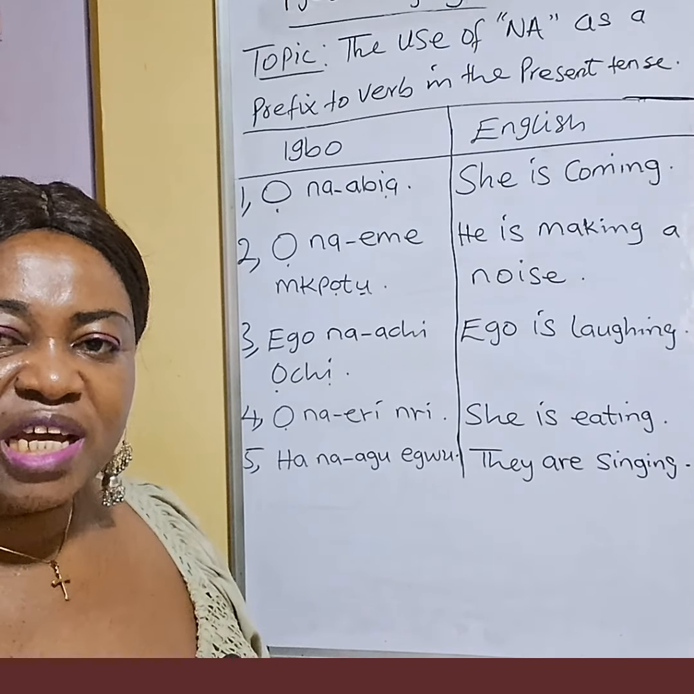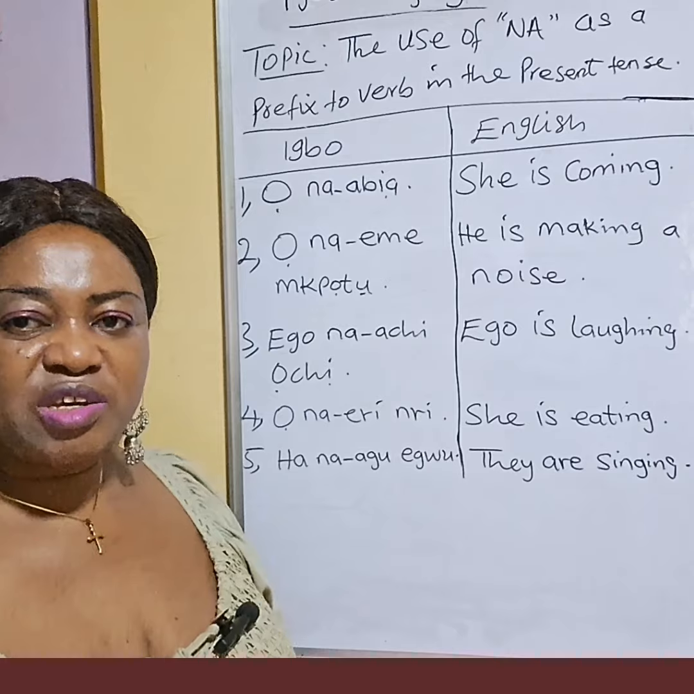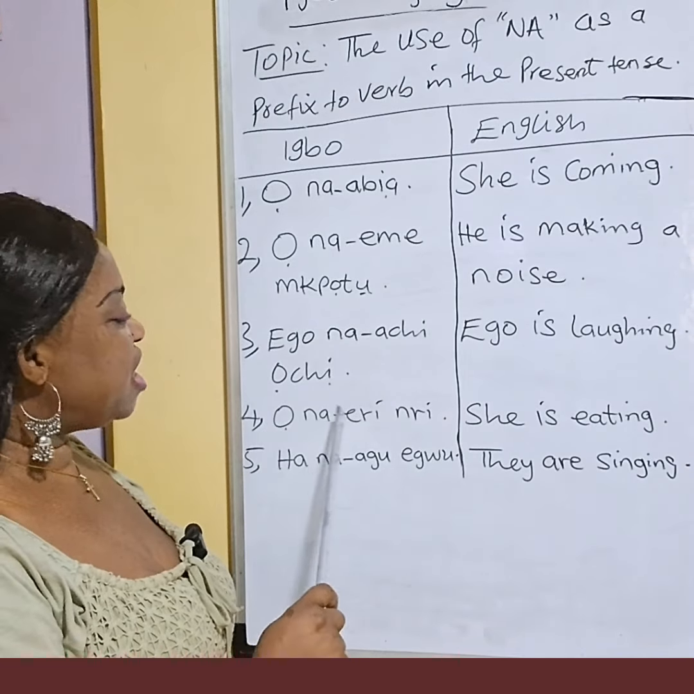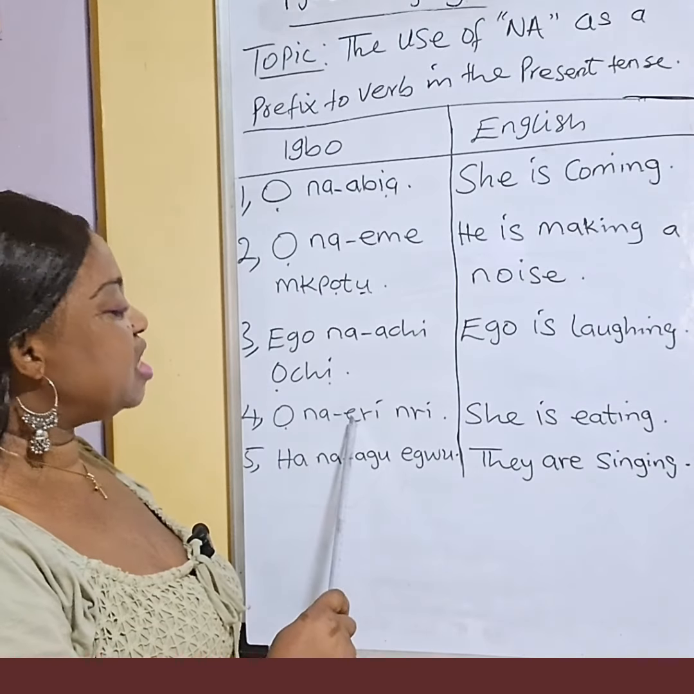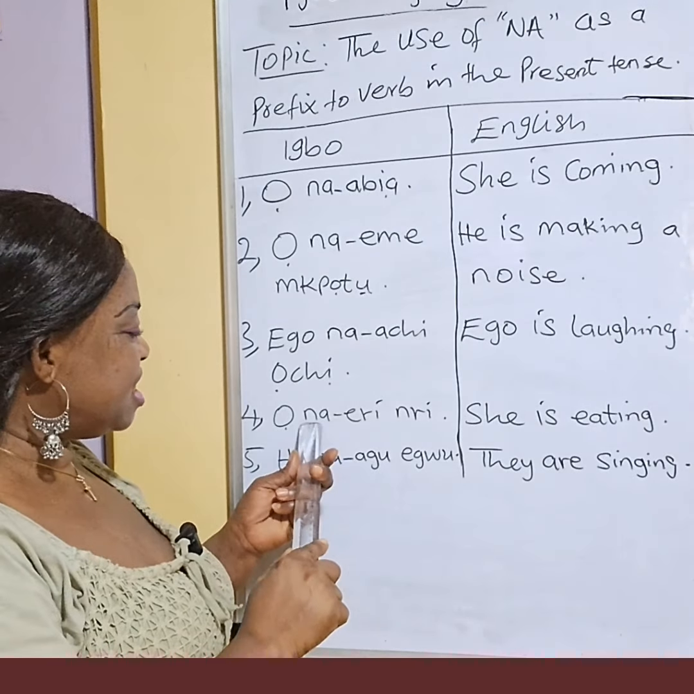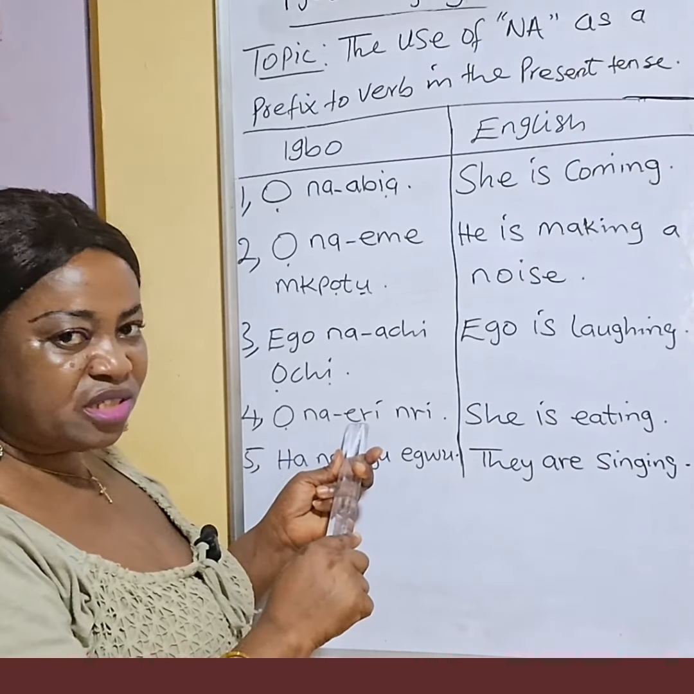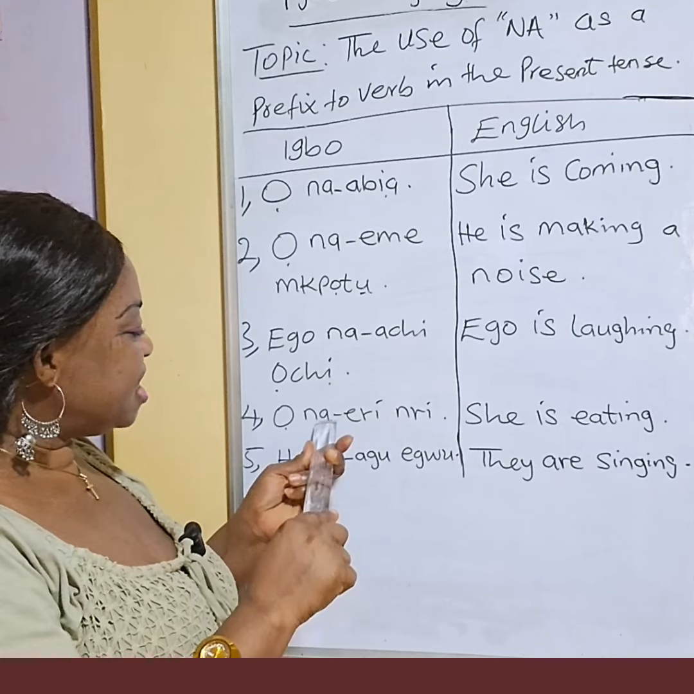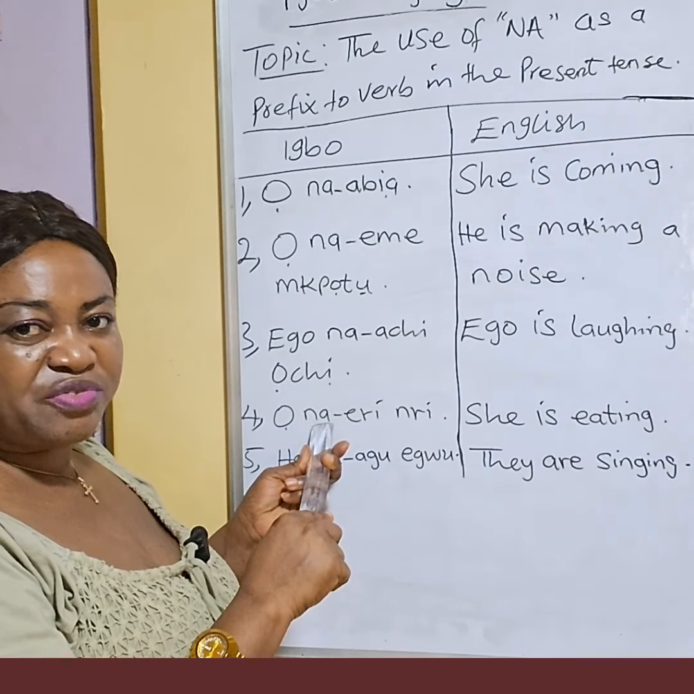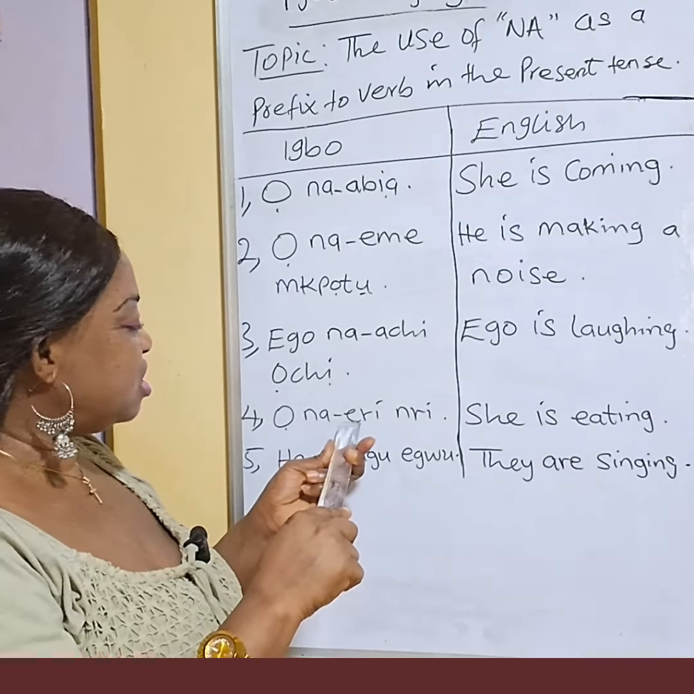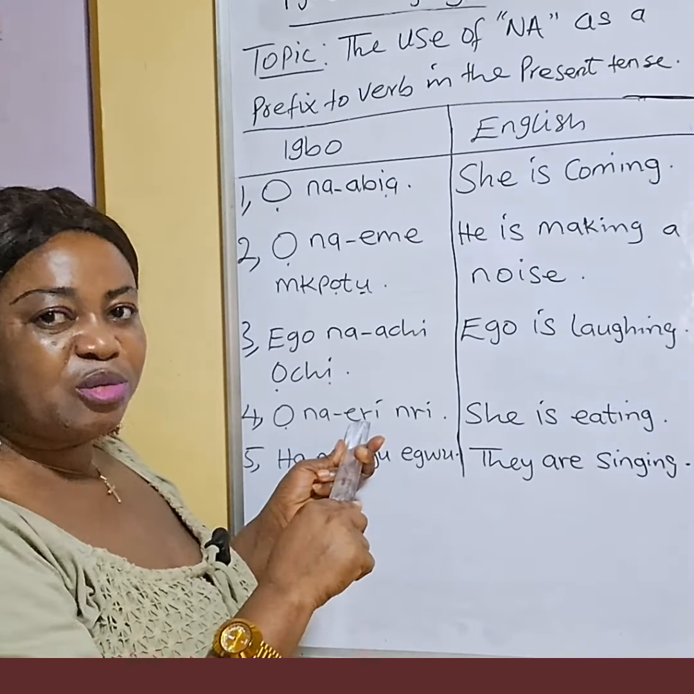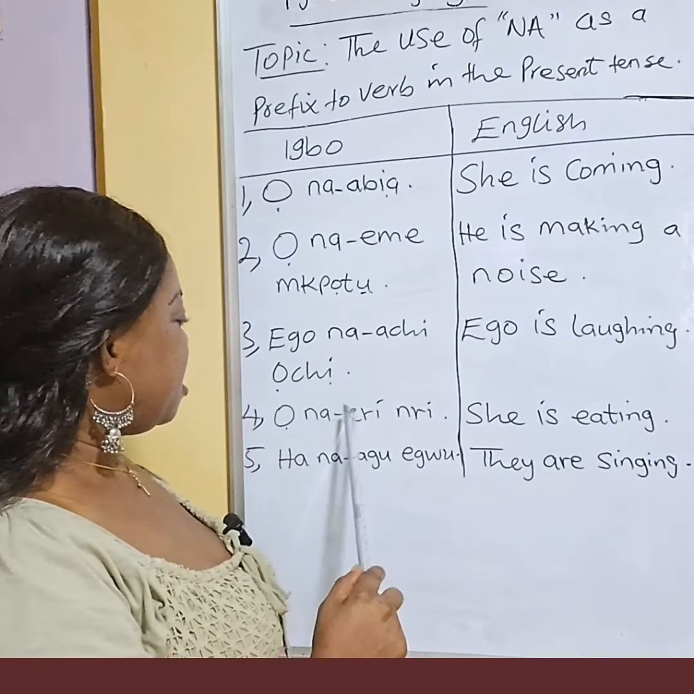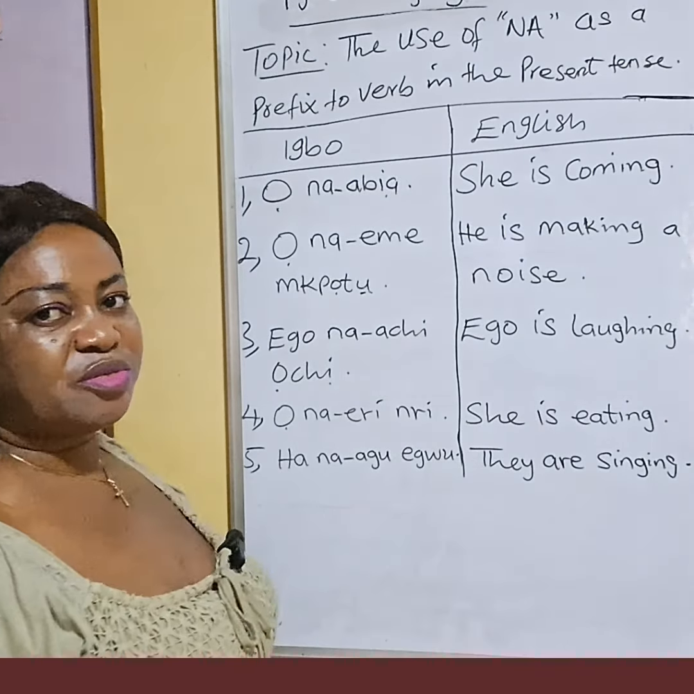Another example where na is working as a prefix to a verb. The first sentence says, ona eri nri. You can see na here as a prefix to eri, with hyphen, to show you that na here is working as a prefix to this verb in present tense. Ona eri nri, she is eating.